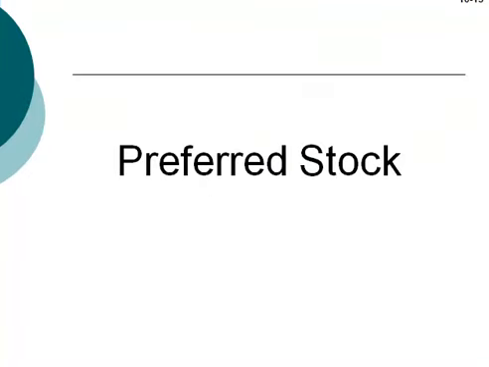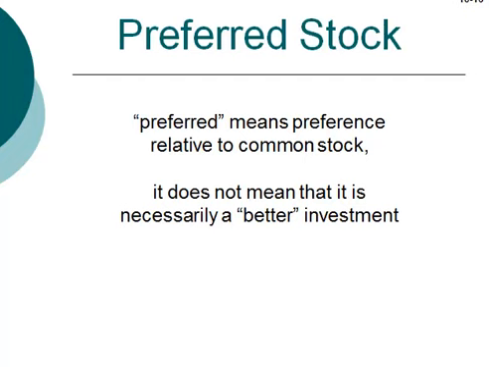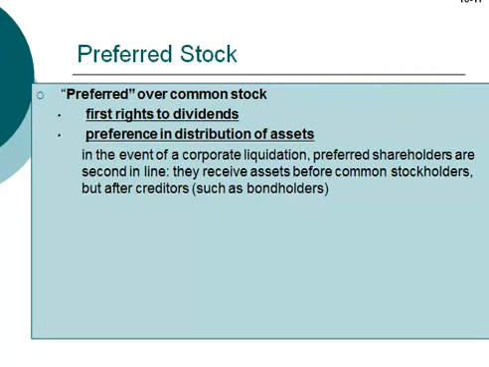We've discussed common stock. Now let's distinguish it from preferred stock. Preferred really means a preference relative to common shareholders. It does not necessarily mean that it is better. The preferences are a first right to receive dividends. If and when a dividend is declared, it is first paid to a preferred shareholder before the common shareholder is entitled to any. There also is preference in the event of corporate liquidation.